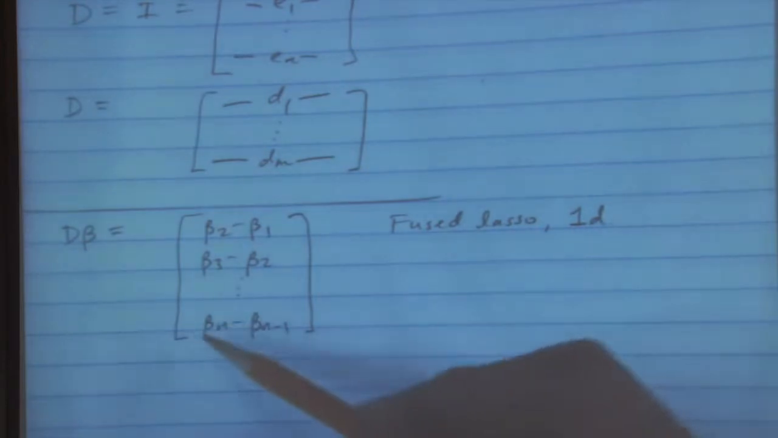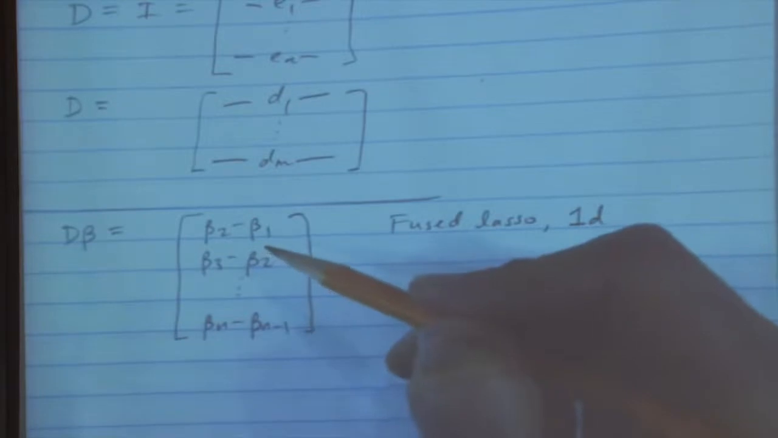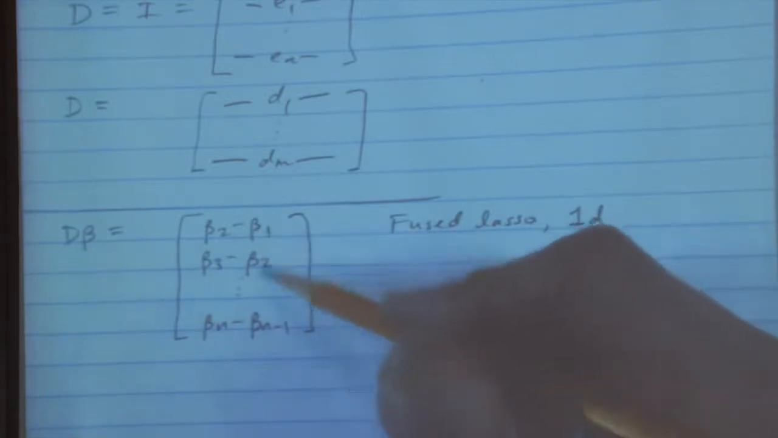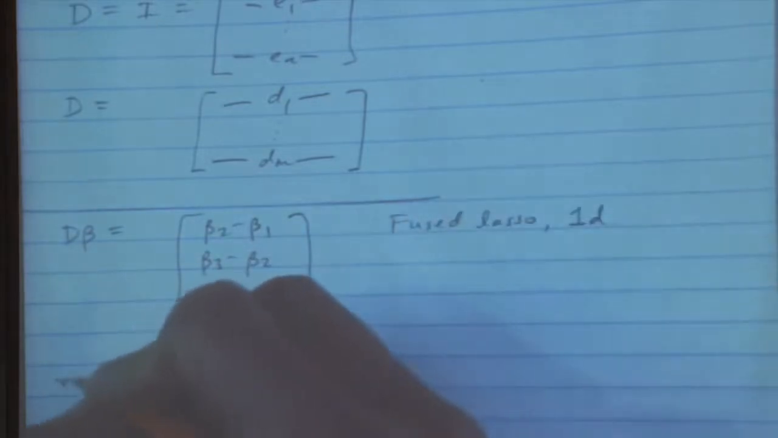So we can just see from this that if we want sparsity in D times beta, then that actually means that many of these pairwise differences will be 0, which is different than sparsity in beta itself. Those are different properties. So sparsity in pairwise differences means that many beta i will be equal to beta i plus 1 if D times beta is sparse.